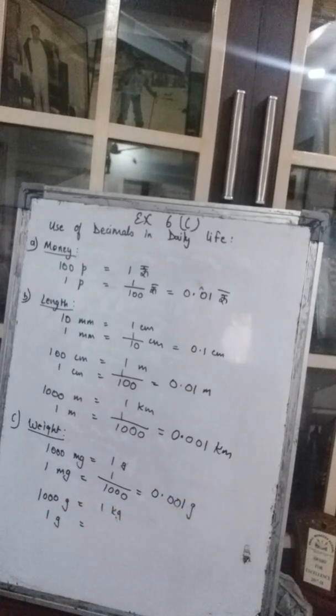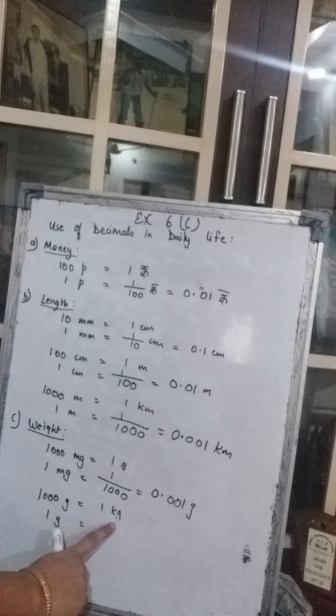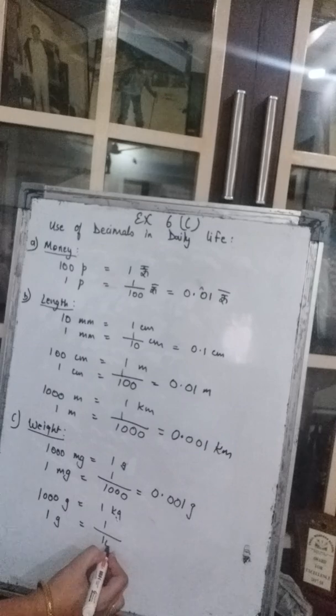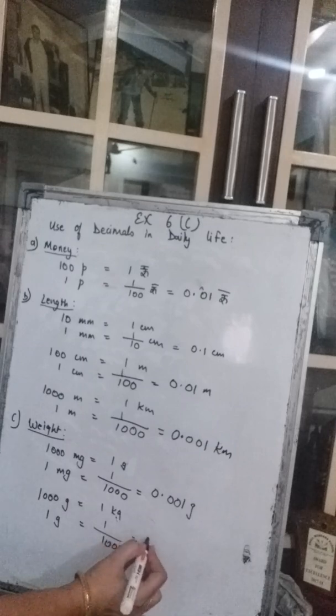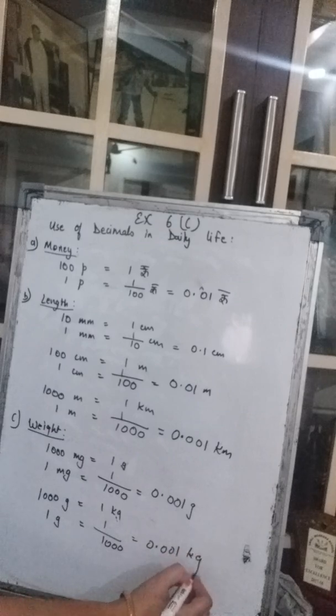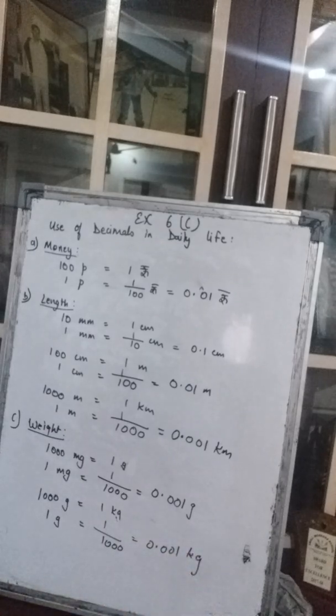Okay. Now, what is the next one here? 1000 grams make 1 kilogram. So, 1 gram will be equal to how many kilograms? 1 gram will be equal to 1 upon 1000. So, that will be equal to 0.001 kilogram. Is that clear to everybody? Okay.